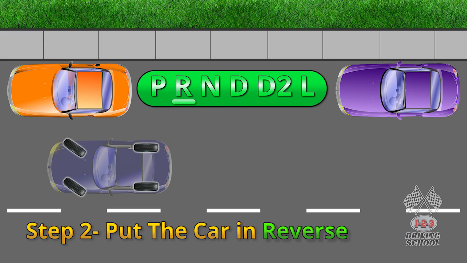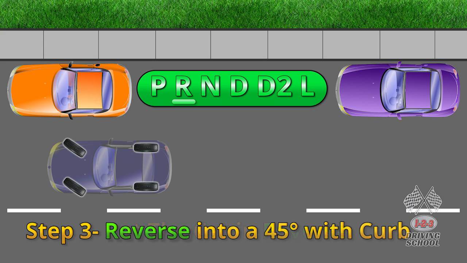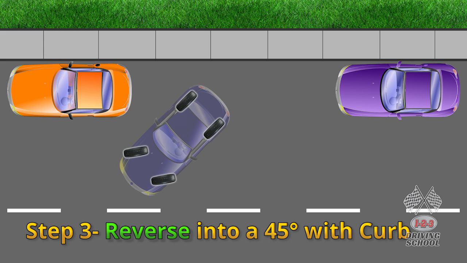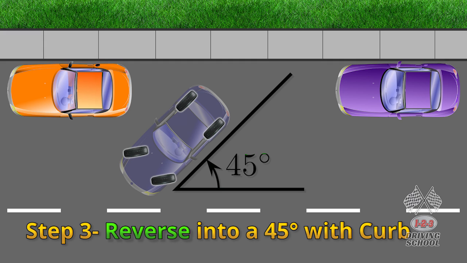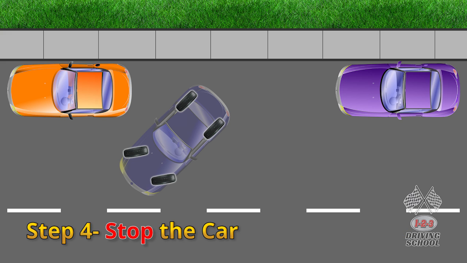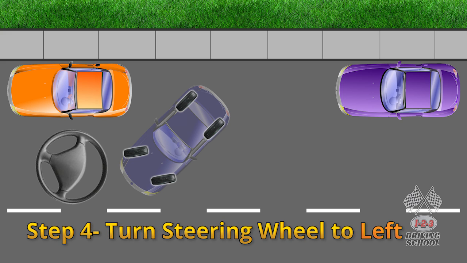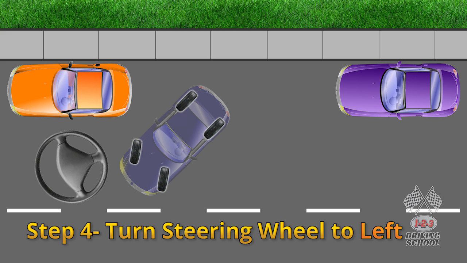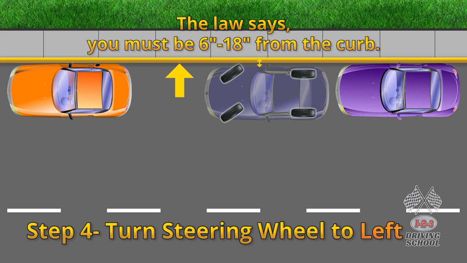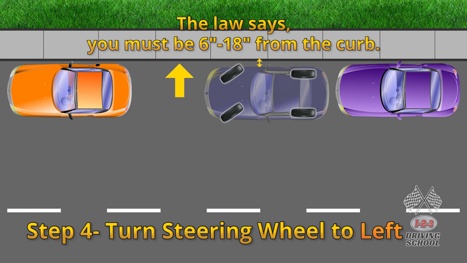And then step 3, we're going to take our foot off the brake and let the car roll around until we're at about a 45-degree angle with the curb. So step 3 involves moving the car into this position right here so that we're at a 45-degree angle with this curb. Now, step 4, stop the car, turn steering wheel to the left. So now our car is going to arc in here like this. So we should finish in this position right here, 6 to 18 inches from the curb.